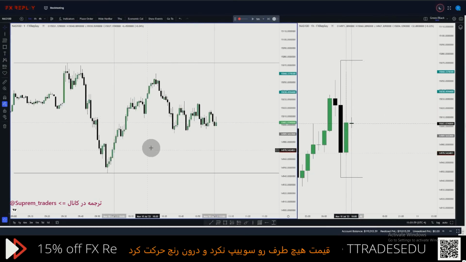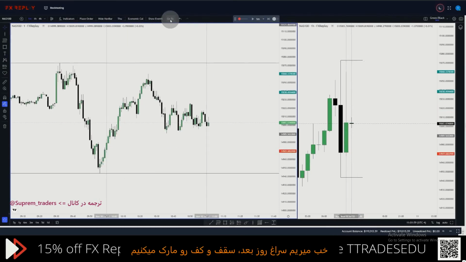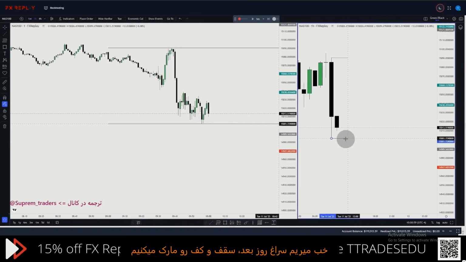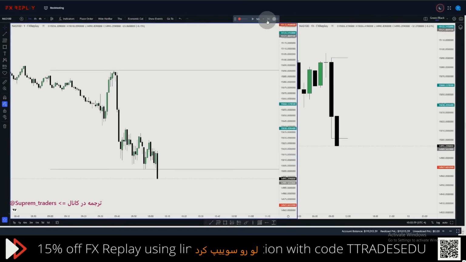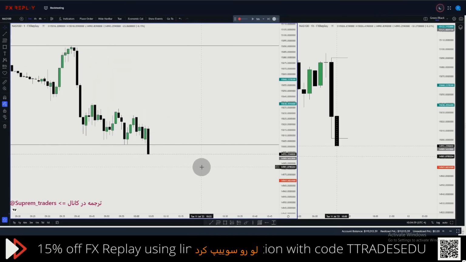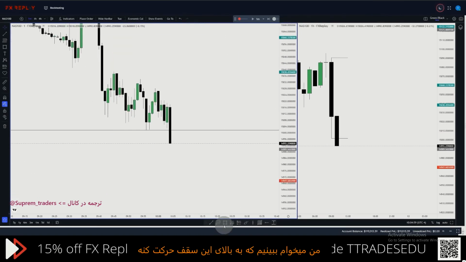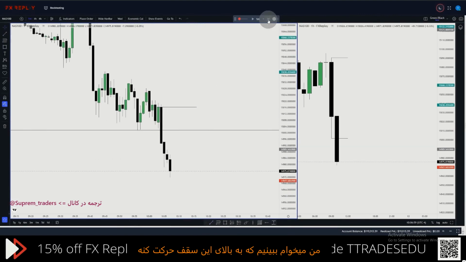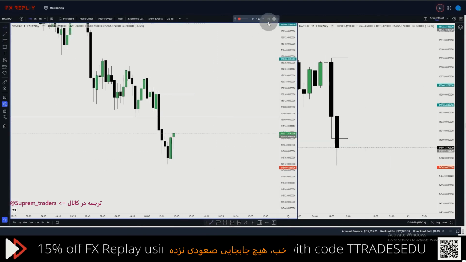Price did not sweep either side within our range, so we'll go to the next day. Marking out the 9 a.m. high or low. Okay, so we're sweeping this low. So ideally, I'd want to see it reach above this high. Okay, no displacement up.